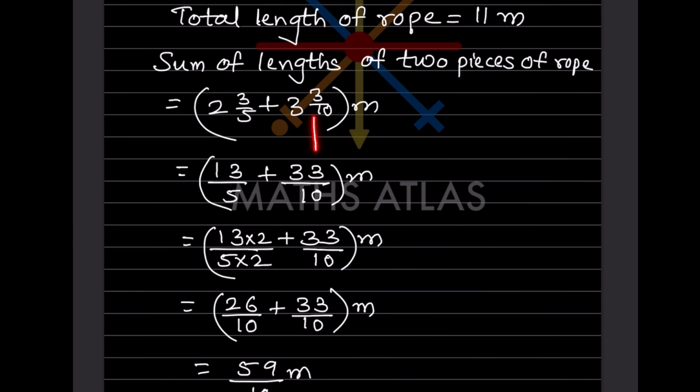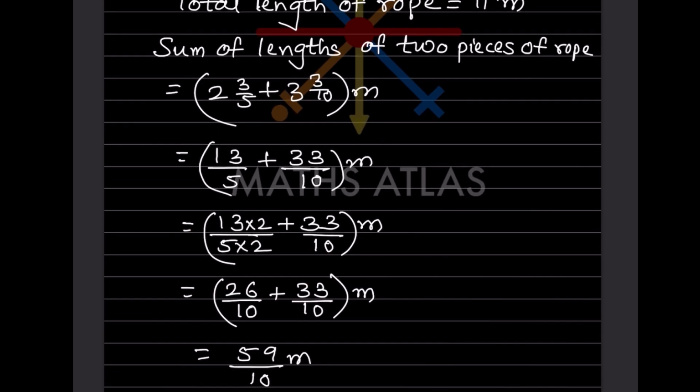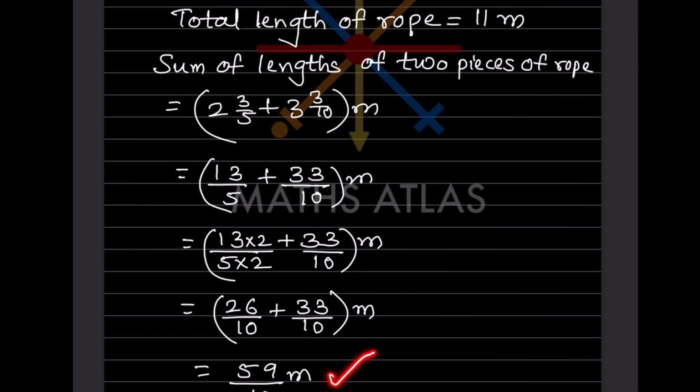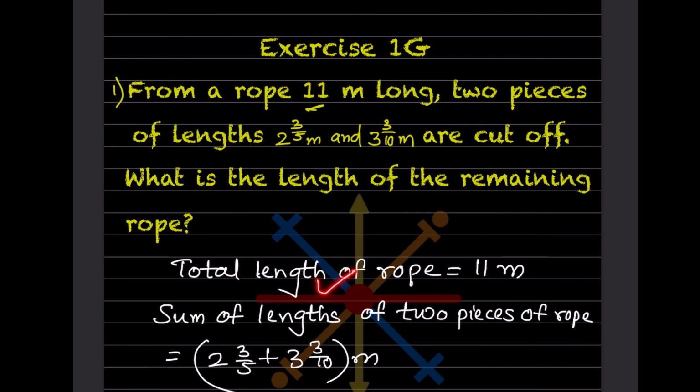Same over here, this is going to be 33 over 10 meter. Now you can see the denominator is different, so you multiply by 2 so that you get the LCM as 10. After doing that, that will be 26 by 10, and this will be 33 by 10, and the sum will be 59 by 10 meter. So now the length we got here is 59 by 10 meter, and the total length we have is 11 meter. What did they ask? What is the length of the remaining rope?